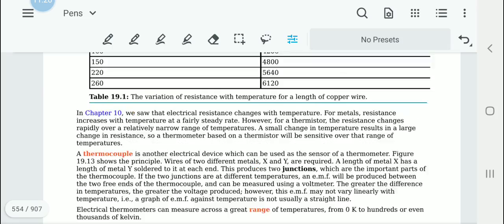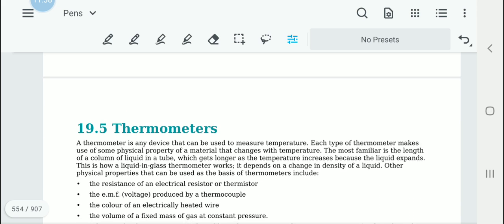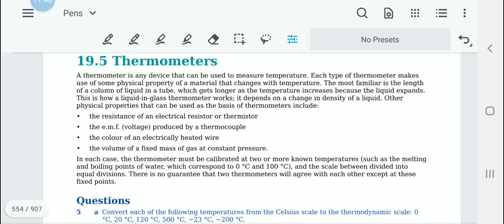Let's write a note on this. Write down: thermometers are devices that can be used to measure the temperature or the amount of heat, within brackets thermal energy, contained.